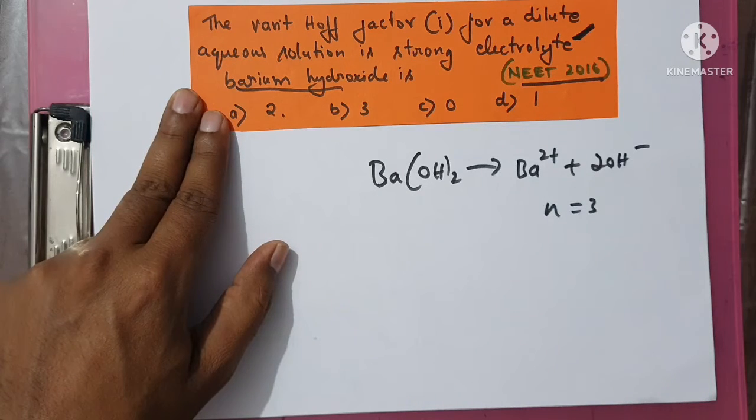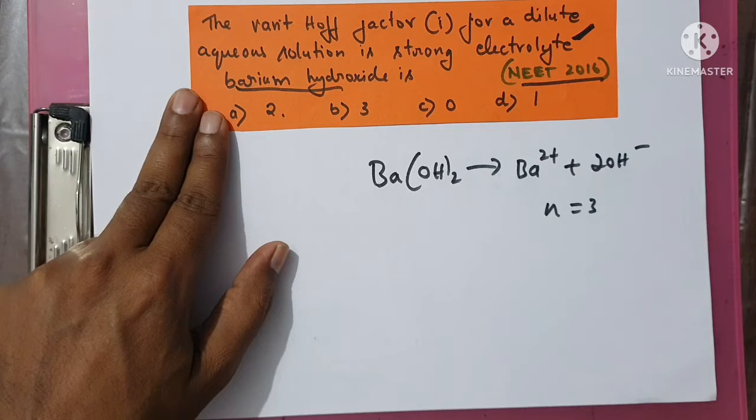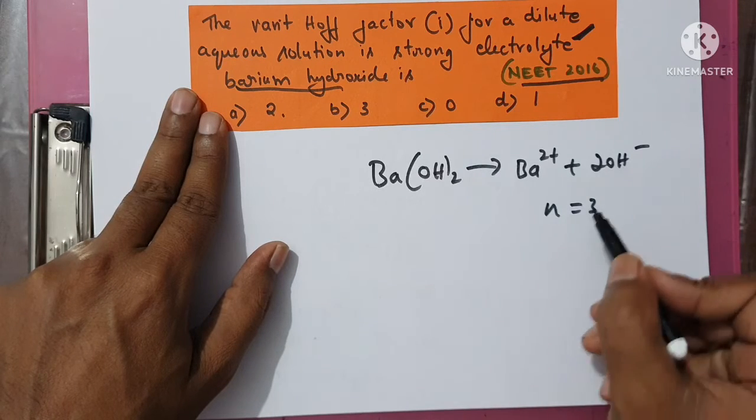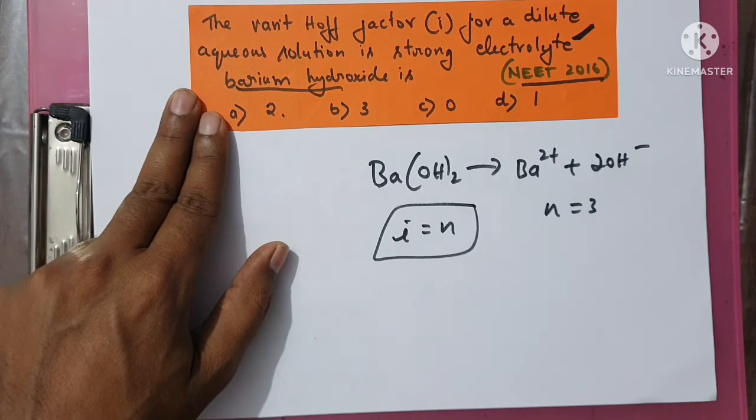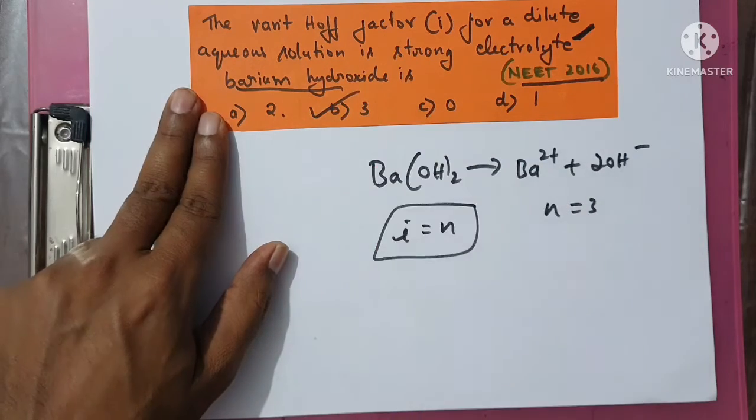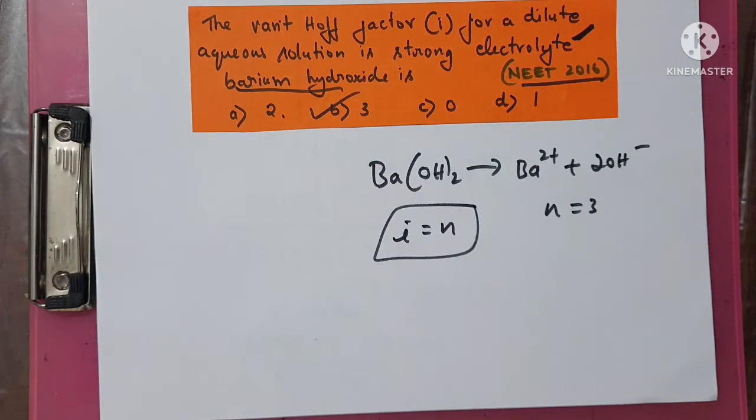So if n is equal to 3, what will be the i value? How will you find the i value? Yes, it is very simple. You know that directly you can write i is equal to n for a strong electrolyte. Yes or no? Yes, sir. Therefore, i is equal to 3, option 3. Hope you have understood this question.